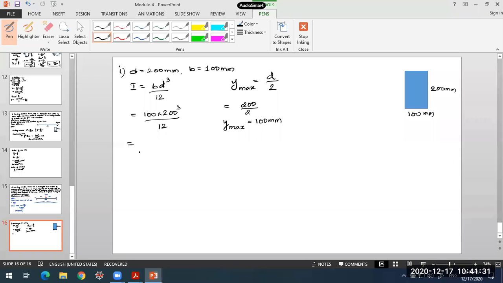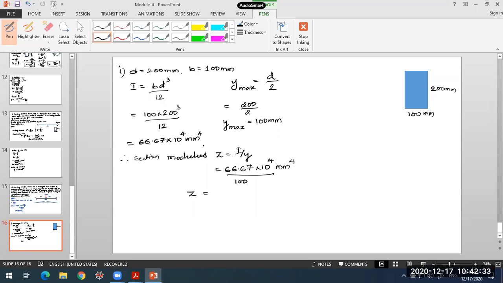What will be this I value? How much does this come out to be? I is 66.6 into 10 raised to 6 mm raised to 4. Maybe 66.67 into 10 raised to 6 mm raised to 4 divided by 100. You are supposed to actually find I, Y and then Z, not directly Z. It is better you always go for detailed calculation. It is expected that you do these detailed calculations.